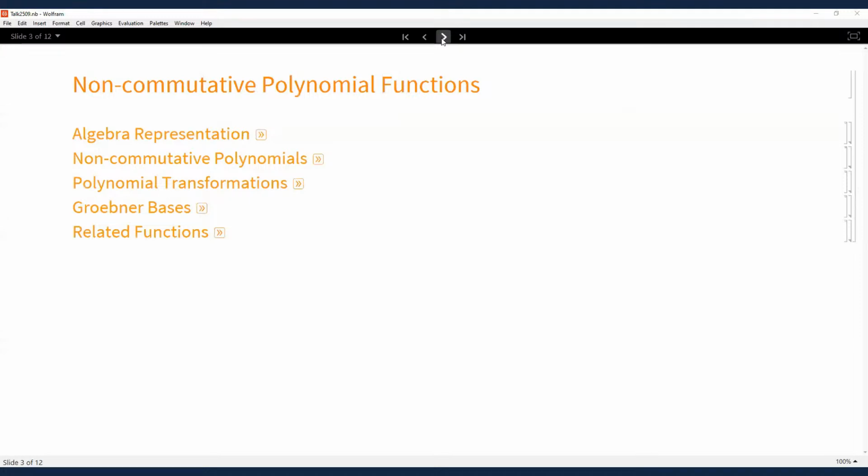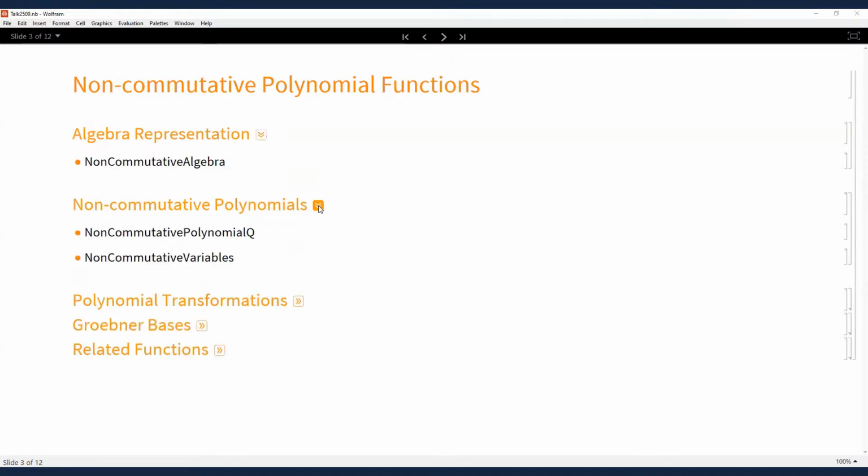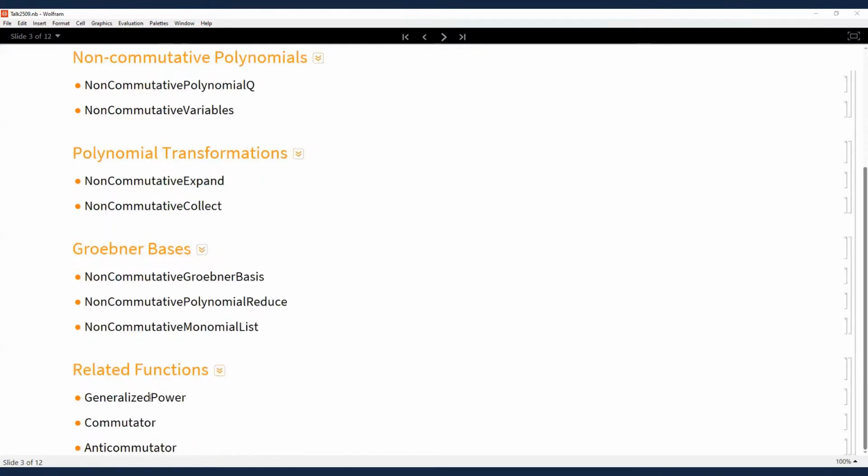So first, let me show the new non-commutative polynomial functions. So for algebra representation, we have NonCommutativeAlgebra. Non-commutative polynomial functions: NonCommutativePolynomialQ and NonCommutativeVariables. Polynomial transformations: NonCommutativeExpand and NonCommutativeCollect. Gröbner bases: so we have NonCommutativeGroebnerBasis, NonCommutativePolynomialReduce, and NonCommutativeMonomialList. And some related functions: GeneralizedPower, Commutator, and AntiCommutator.